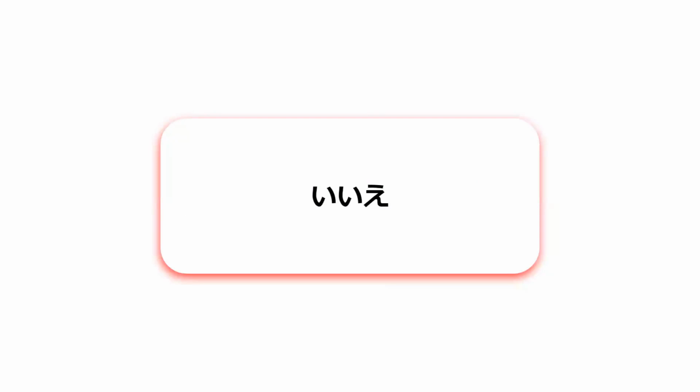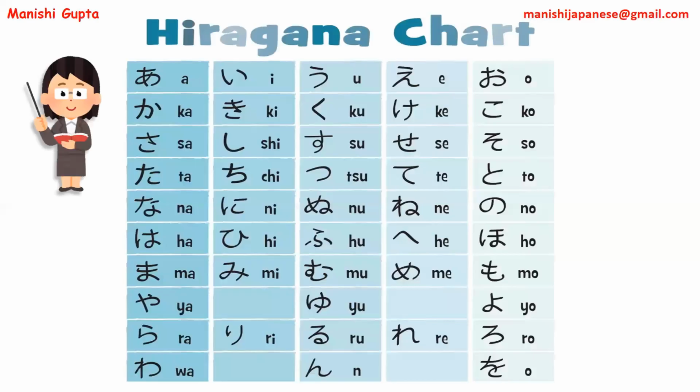Now, this is a word. Can you read this word? Is it possible for you to read this word at this stage? I suppose not. But I assure you that by the end of this video, you will definitely be able to read this word. Okay, so this is the Hiragana chart, our basic script chart which we have for Japanese.